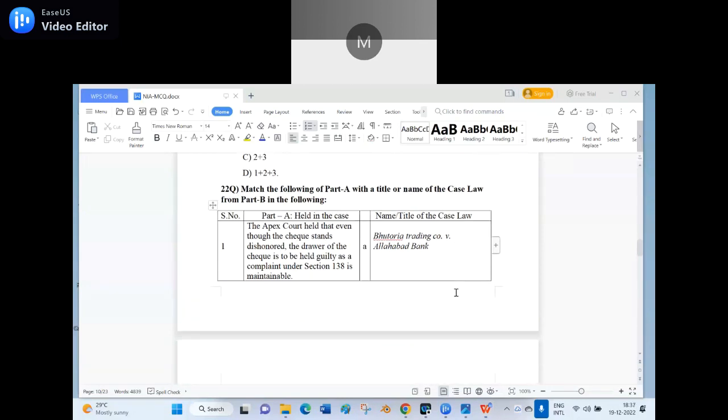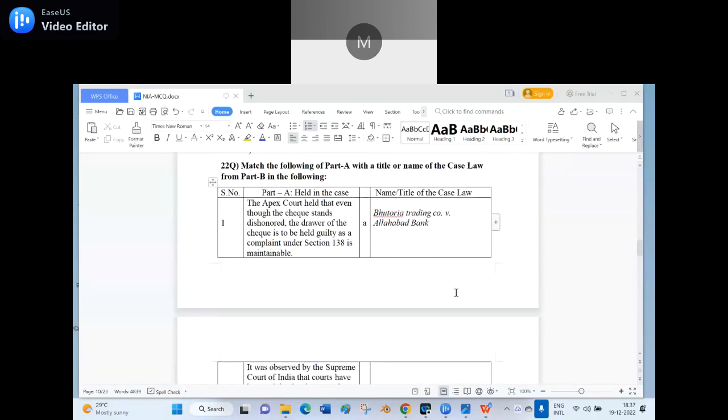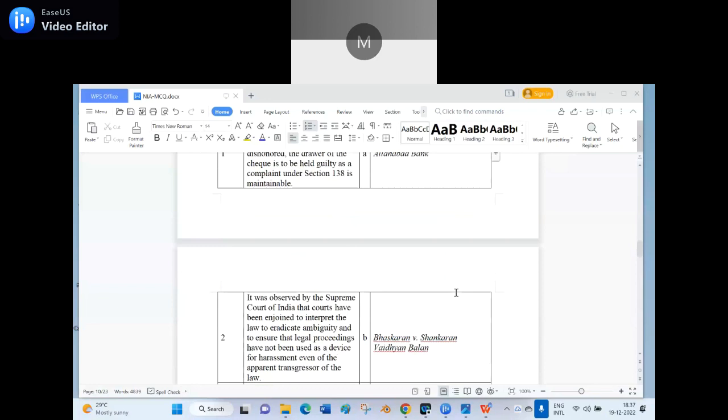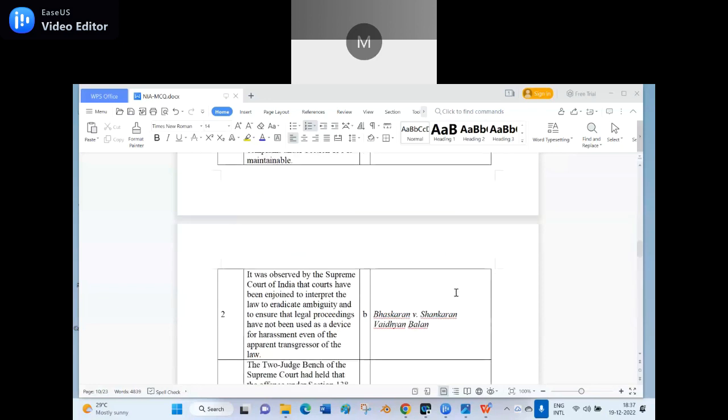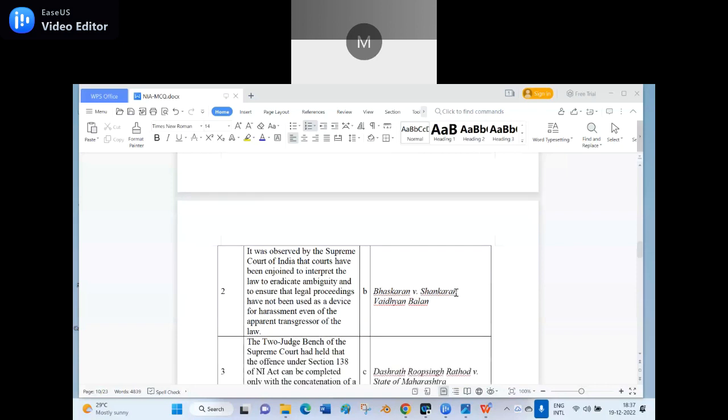Part A: held in the case of the apex court that even though the check stands dishonored, the drawer of the check is to be held guilty, as a complaint under Section 138 is maintainable. Number 2: it has been observed by the Supreme Court of India that the courts have been enjoined to interpret the law to eradicate ambiguity and to ensure that legal proceedings are not used as a device for harassment, even of the apparent transgressor of the law.